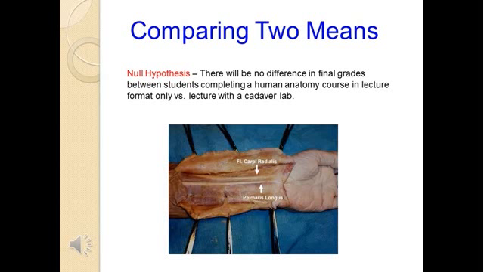Now, we look at the final grades of each group and then run a statistical analysis to determine if we should accept or reject the null hypothesis using a significance level, or p-value, of 0.05.